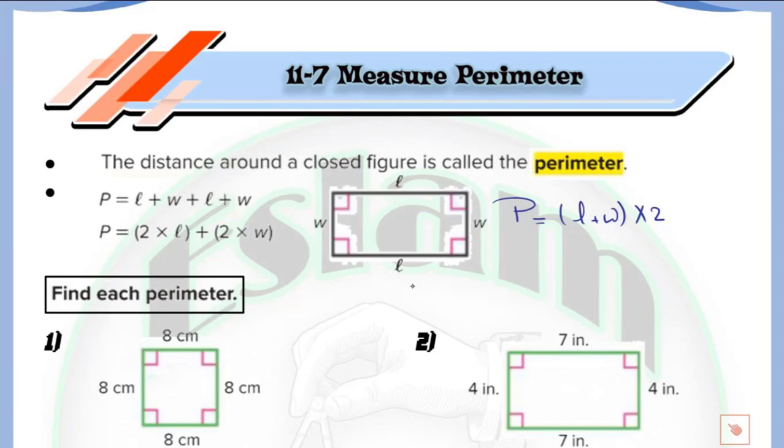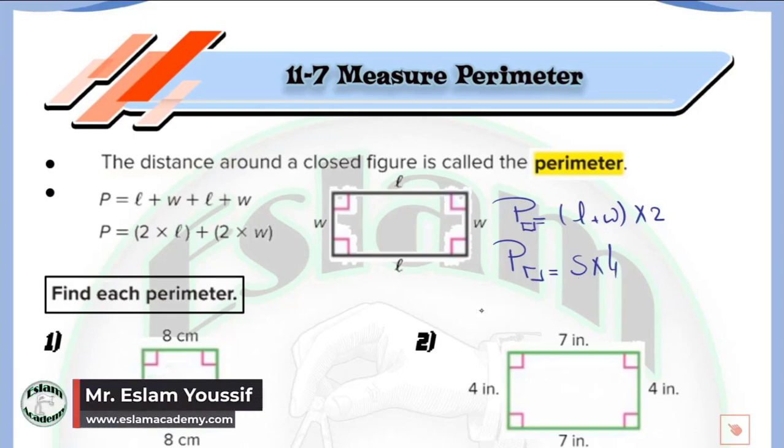But suppose that we have a square. To find the perimeter of the square, because all of the sides are equal in length, just find the side length, then multiply it by 4. So the perimeter of the rectangle will be equal to length plus width multiplied by 2, and the perimeter of the square will be equal to the side length multiplied by 4.